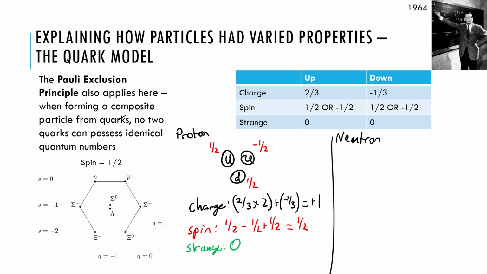Well, a neutron has a charge of 0. And if it's going to be built from up and down quarks, again, there's only one combination that achieves this. We're going to have to build a composite particle out of one up quark and two down quarks. Two lots of -1/3 charge plus a 2/3 charge gives us a charge of 0, just like our neutron.